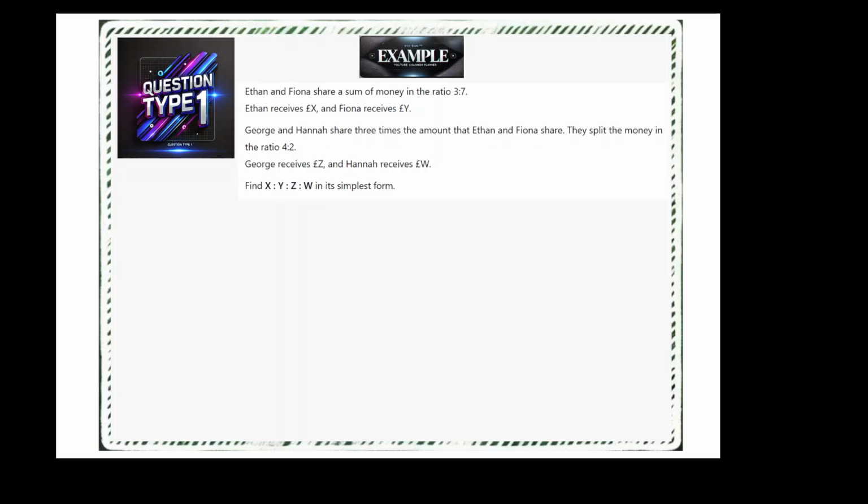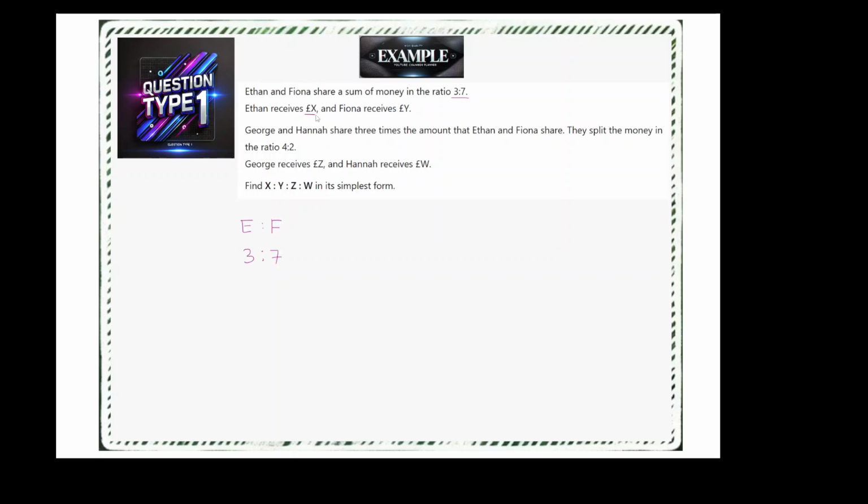Let's read the question. One of the things that I like to do, and that I also encourage my students to do, is to underline the important bits as you go. So let's see how it is done. Ethan and Fiona share a sum of money in the ratio 3:7. Okay, let's put 3 and 7.